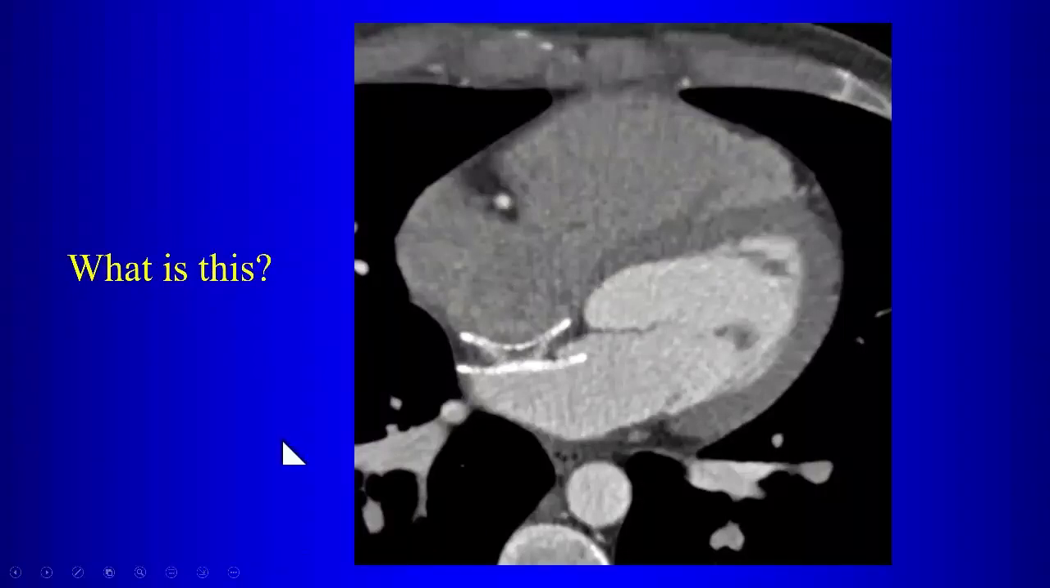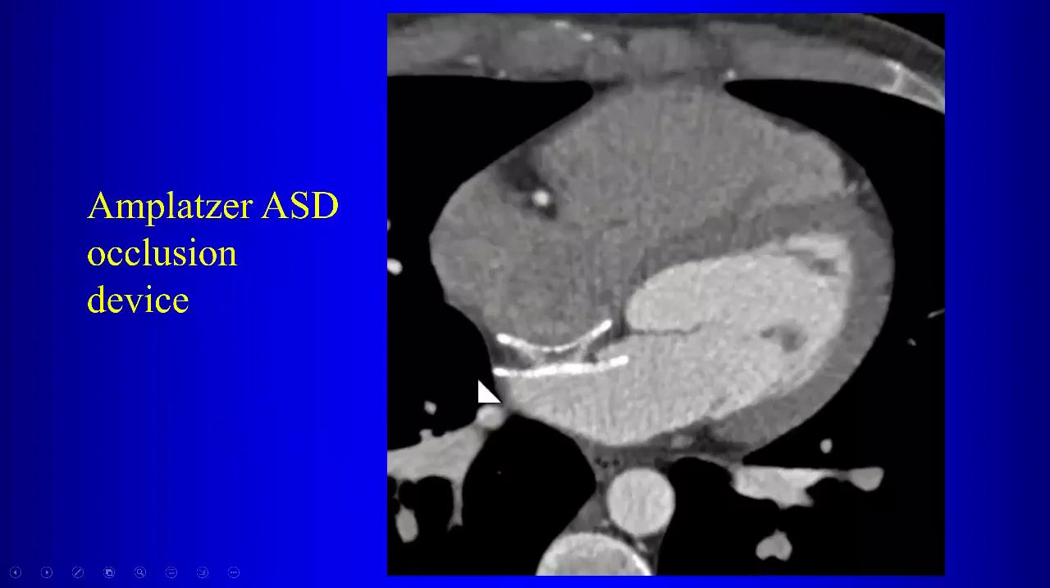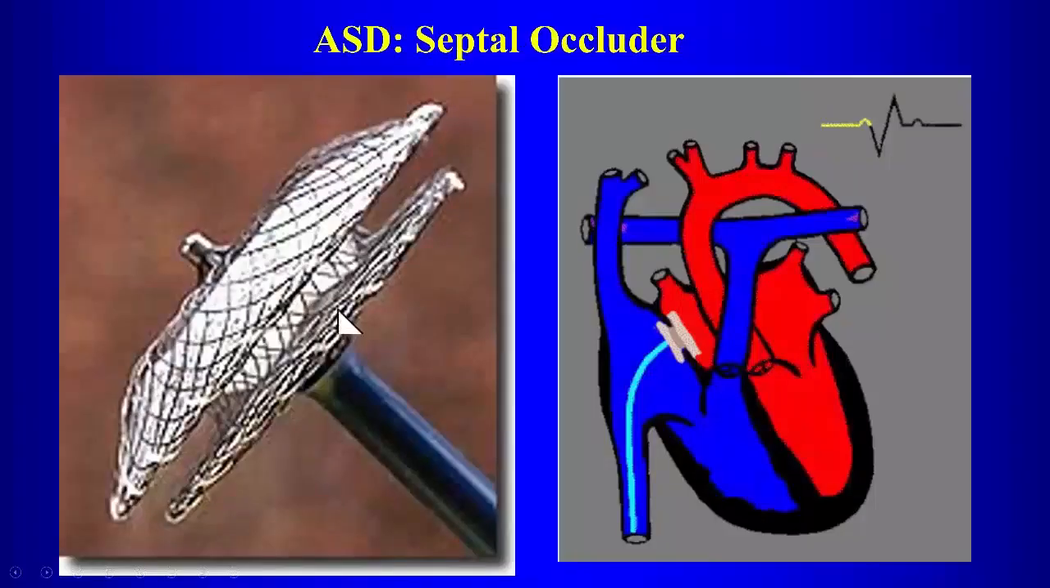What is this guy? Yeah, so that's an Amplatzer closure device, so that can be used to close an atrial septal defect. Okay, so that's an occlusion device. And so this is an umbrella-like device that is placed across the septum and then it deploys, and then what happens is these grab onto the rims of the atrial septum, and that's how the device stays in place to close the atrial septal defect.